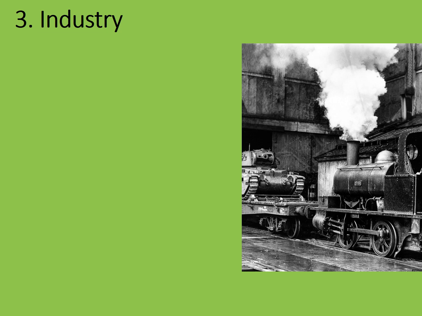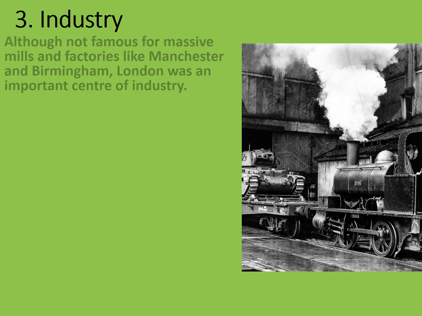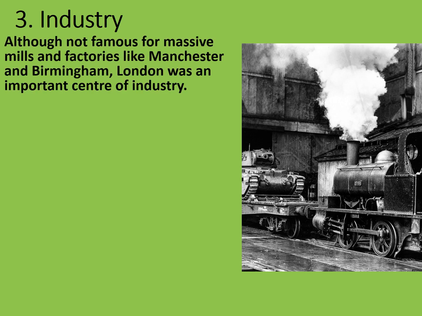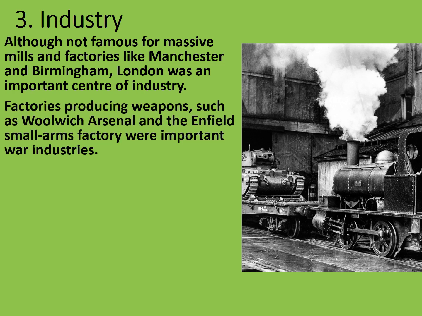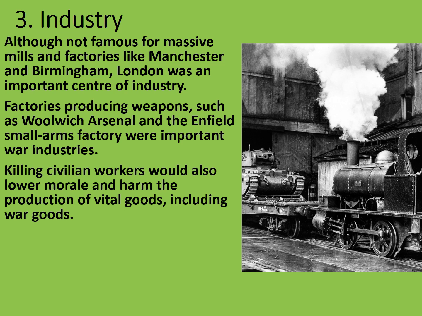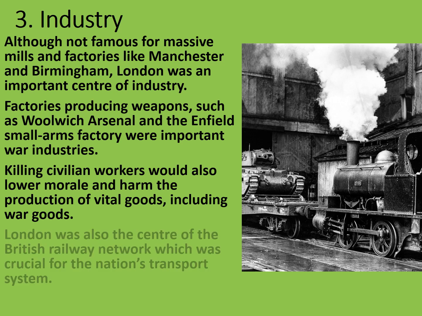Although there weren't that many weapons factories in London, there were some significant sites, as we'll see. Although not famous for massive mills and factories like Manchester and Birmingham, London was an important centre of industry. Factories producing weapons such as Woolwich Arsenal and the Enfield Small Arms Factory were important war industries. Killing civilian workers would also lower morale and harm the production of vital goods, including war goods.